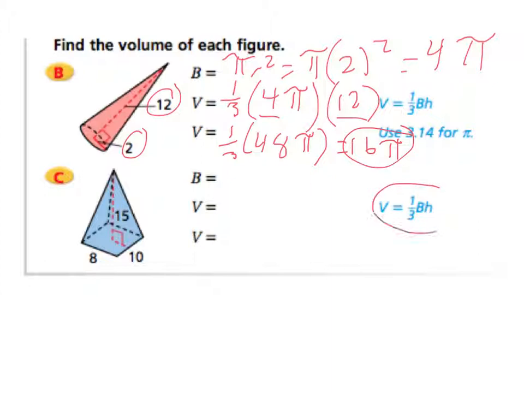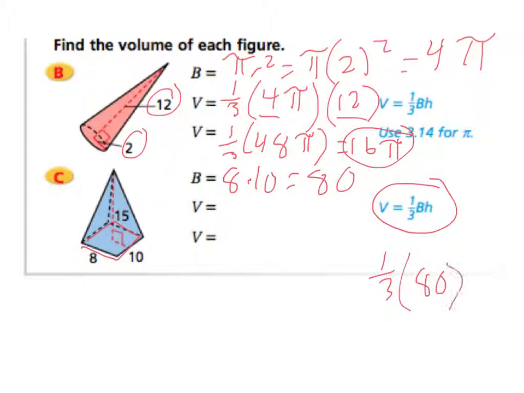Now for letter C, again, we have to ask ourselves what is the area of our base, because the volume formula is 1/3 base times height. So the base is, in this case, a rectangle. So we're going to have to do length times width. So 8 times 10 to get 80 as our area of our base. After we get 80, it's going to be 1/3 times 80 times the height, which is 15.